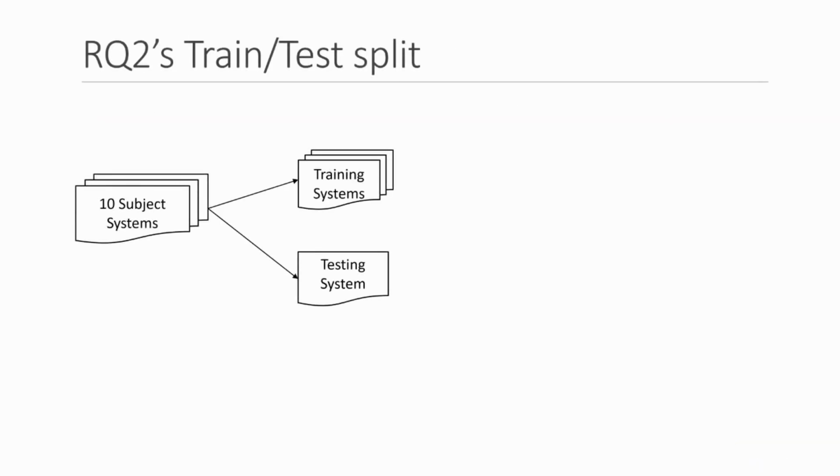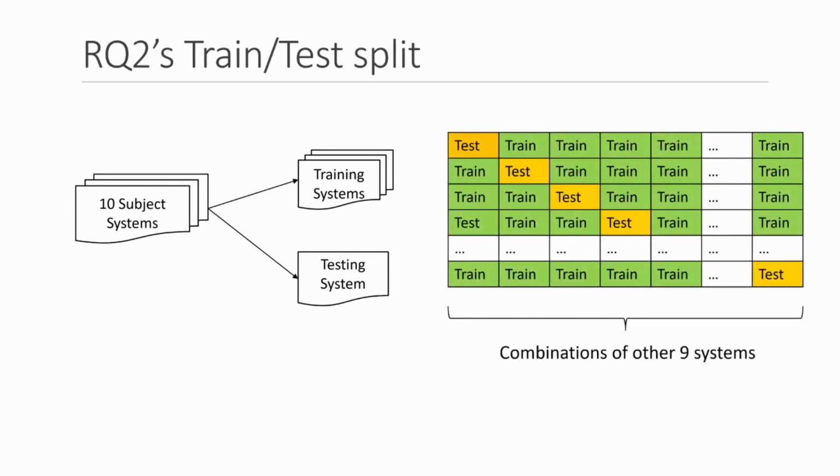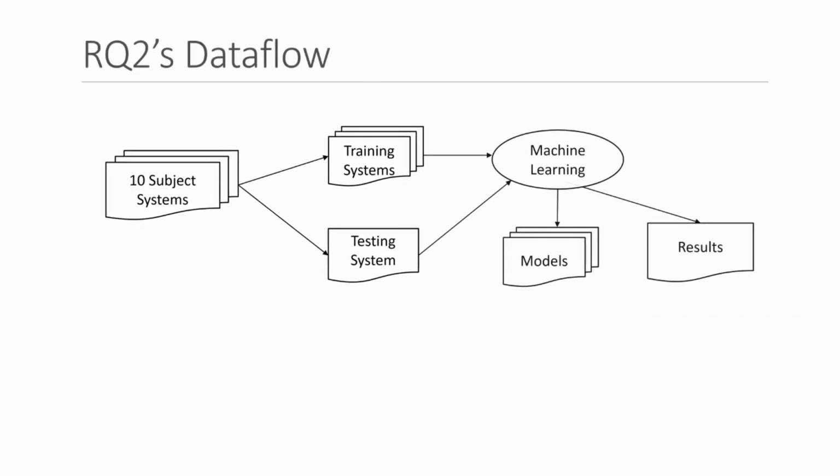With a subset of 10 systems, we select one as a testing system and the rest as training systems. So here's an example of a combination of the other 9 systems with 1 testing system. And the same thing, we feed it through machine learning to get the model and the result of this model.